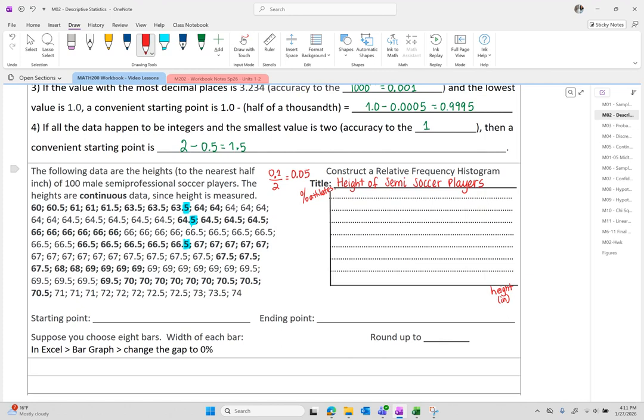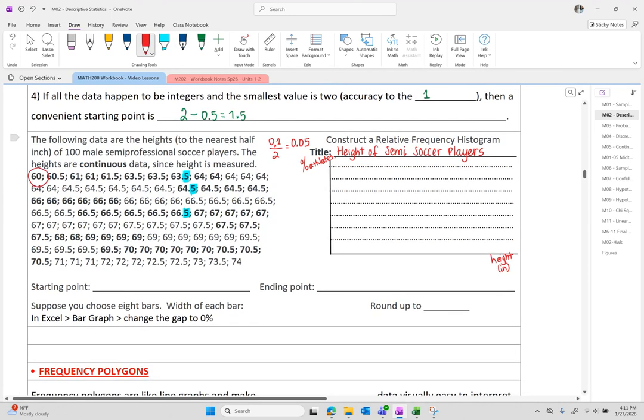Now the smallest value, this data is ordered from smallest to largest, is 60. I see it here. So my starting point will be 60 minus 0.05, so 59.95 will be my starting point. And the ending point, my highest is 74. It will be 74 plus 0.05, which will be 74.05. None of these values is a data value in my data set.